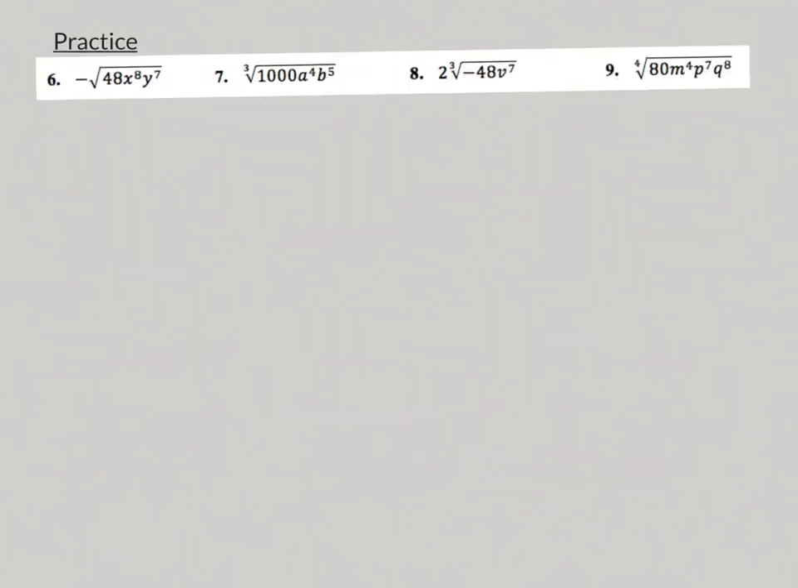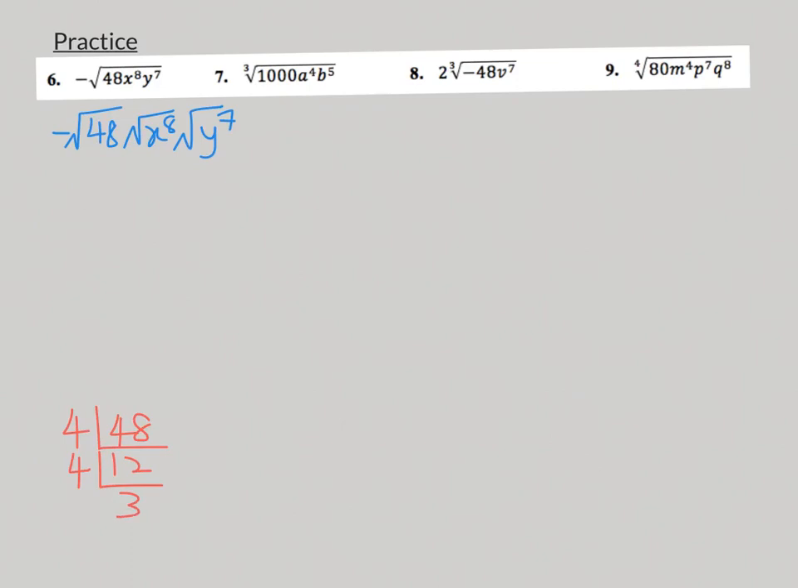All right. For our next practice, we'll look at more complicated examples. For number 6, we're looking at the negative square root of 48 times x to the 8th times y to the 7th. So from here, I can write it as the negative square root of 48 times the square root of x to the 8th and the square root of y to the 7th. Let's look at the factors of 48, whether you can locate a perfect square. 48 is divisible by 4, so I'm going to get 12 here, and 12 is divisible by 4. I end up with 3.